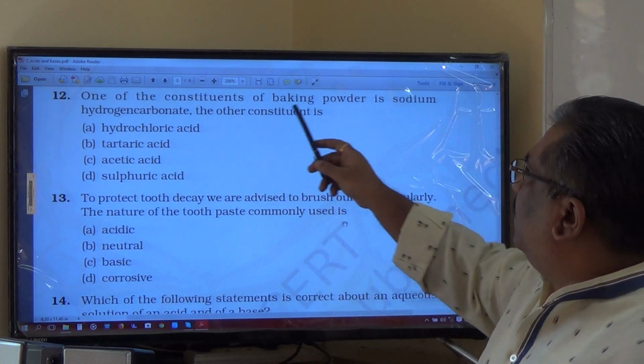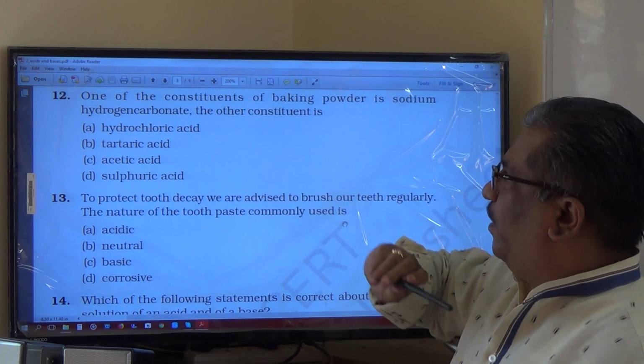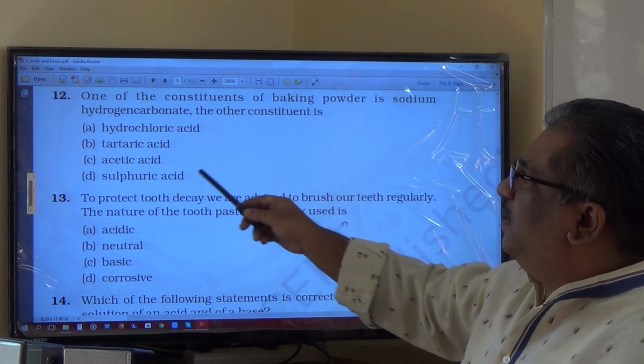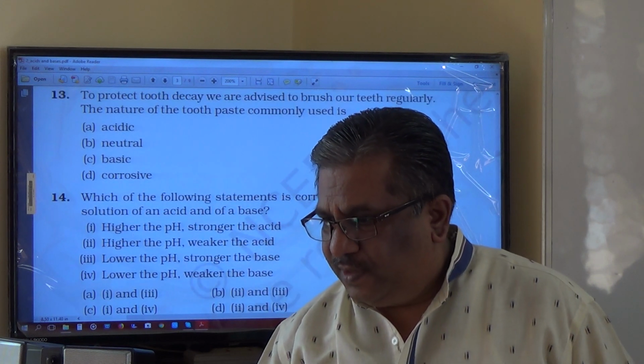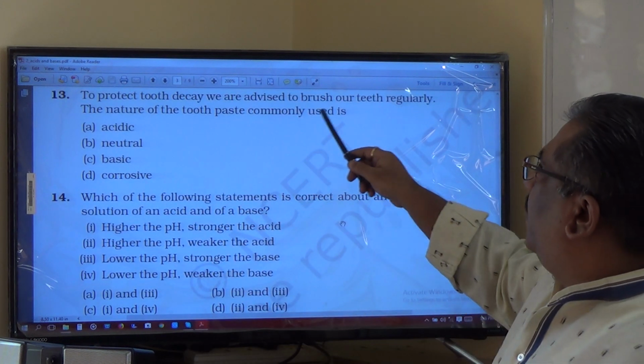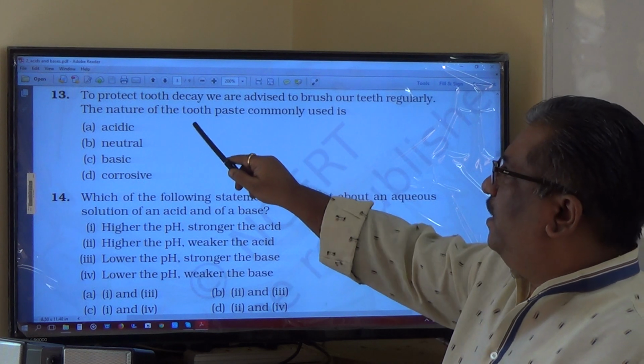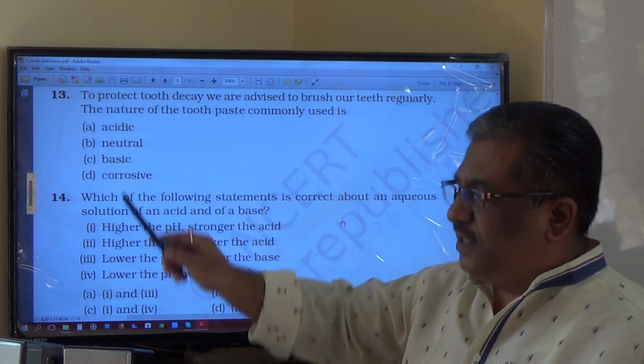One of the constituents of baking powder is sodium hydrogen carbonate. Correct. The other constituent is tartaric acid. Answer is B. To protect against tooth decay, we are advised to brush our teeth regularly. The nature of the toothpaste commonly used is basic in nature.